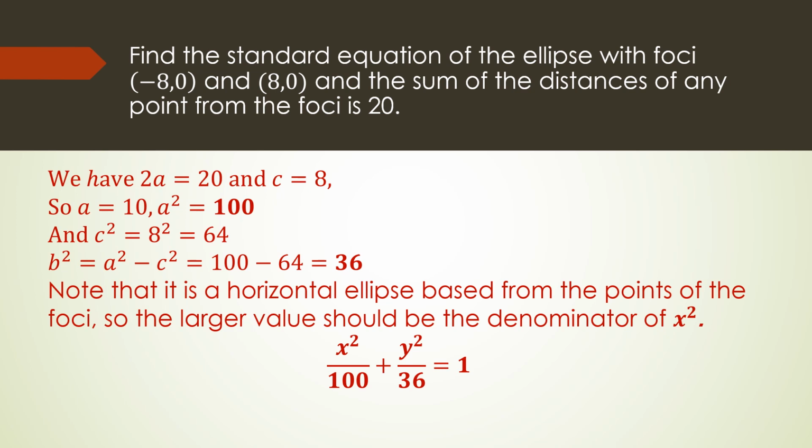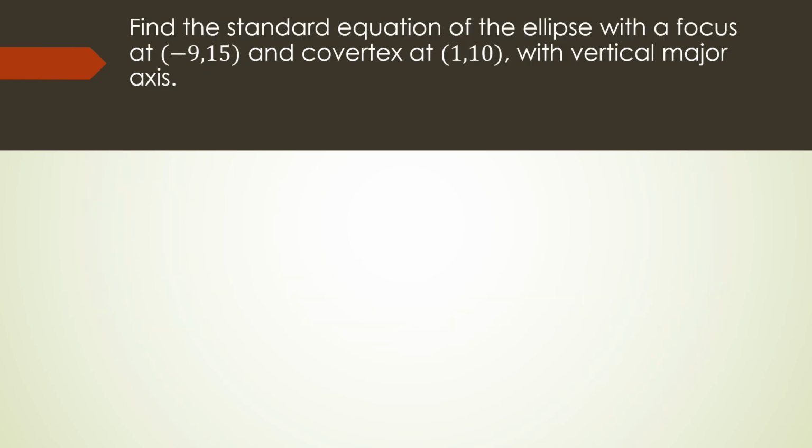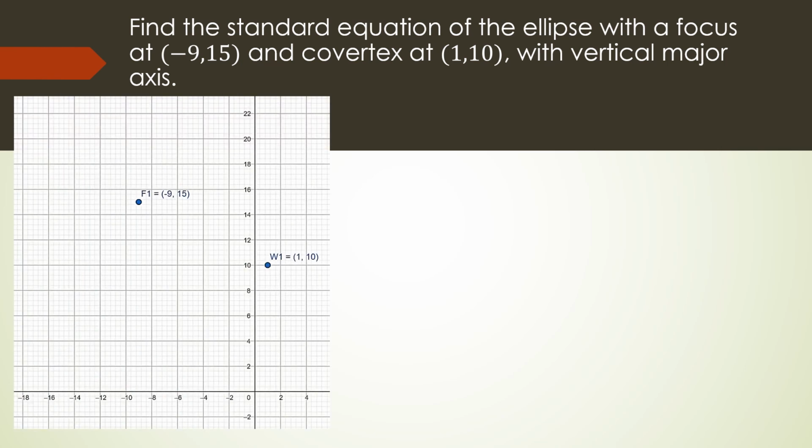which is x squared over 100 plus y squared over 36 equals 1. Find the standard equation of the ellipse with a focus at negative 9, 15 and co-vertex at 1, 10 with vertical major axis. To answer this, it is better to plot the points in the Cartesian plane to visualize the type of ellipse. After plotting the focus and co-vertex, make a line to where these points intersect to find the center. So we have the center at negative 9, 10.